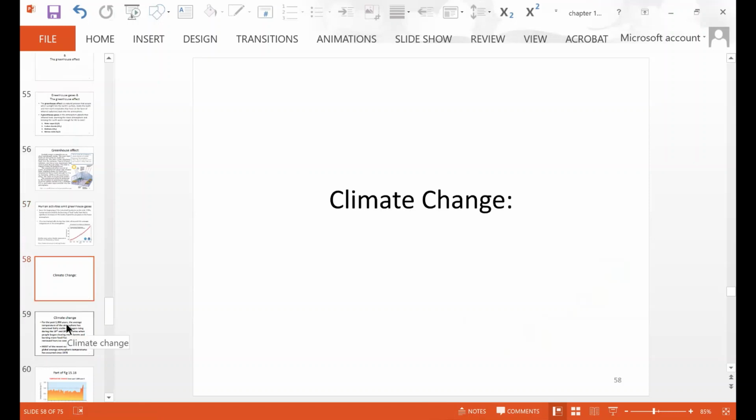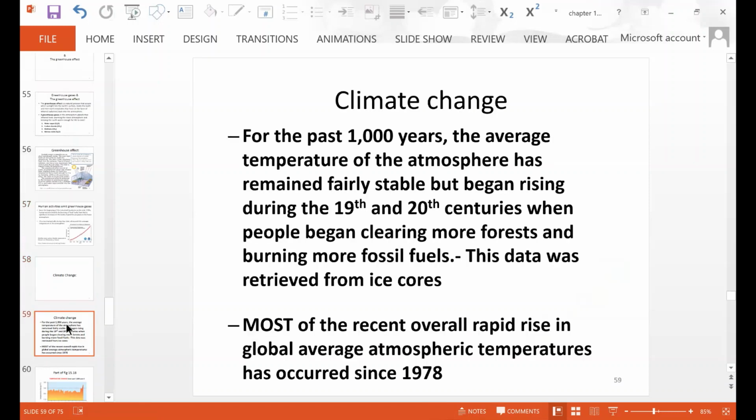And now we will talk about climate change. So for the past 1,000 years, the average temperature of the atmosphere has remained fairly stable. But it began rising during the 19th and 20th centuries when people began clearing more forests and burning more fossil fuels.